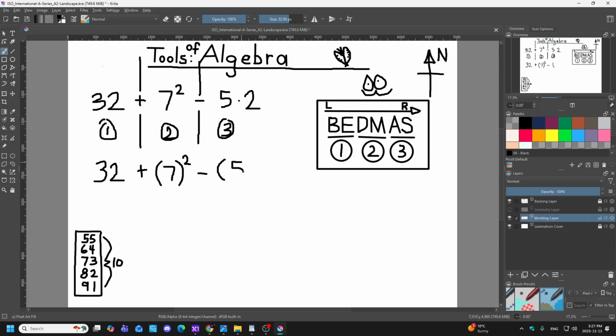Oh, I can't wait for a pen tablet. There we go. This is simplifying the problem so that it's clearly understood what is going on.